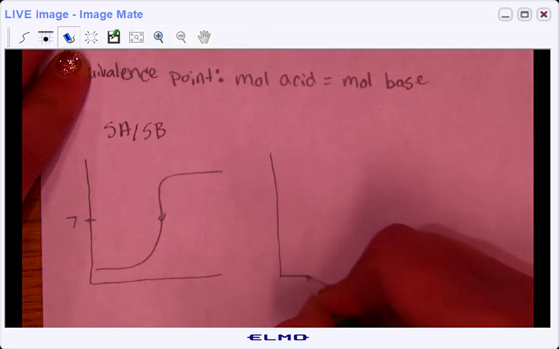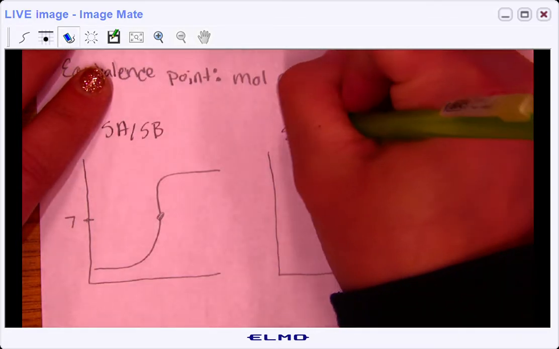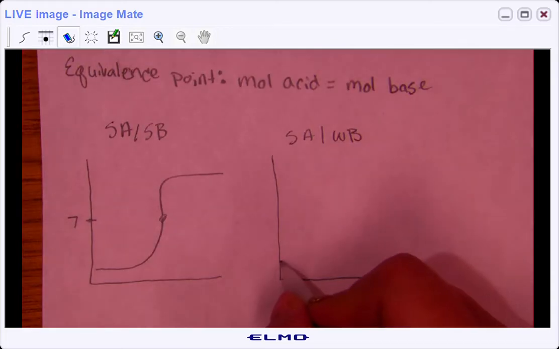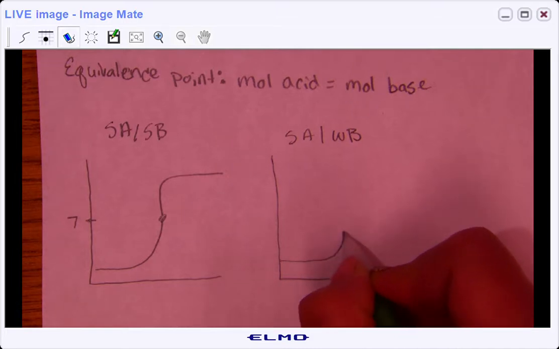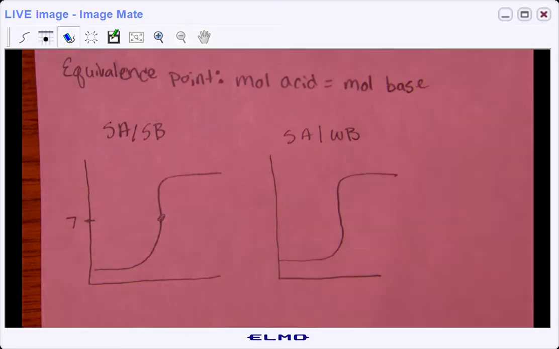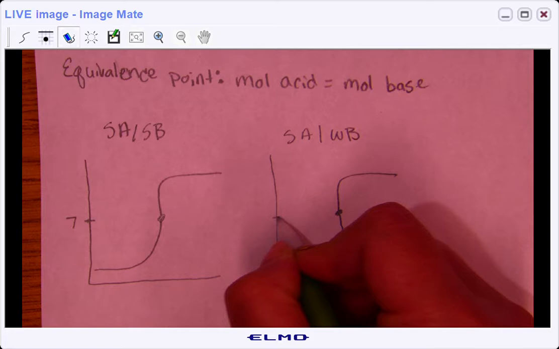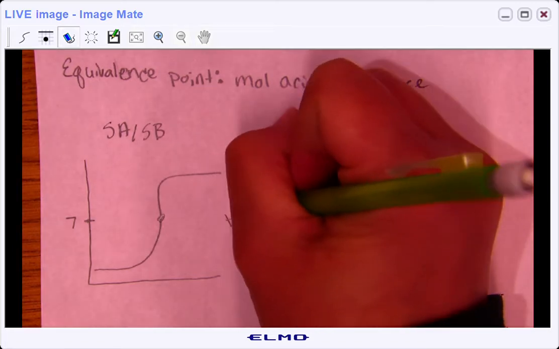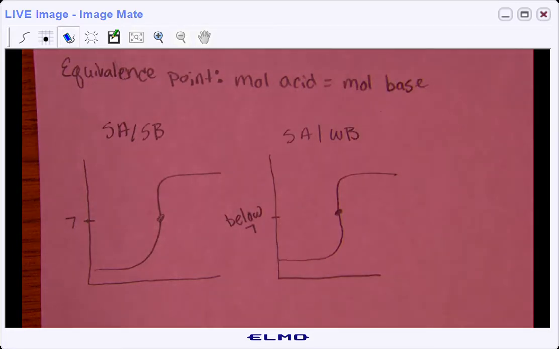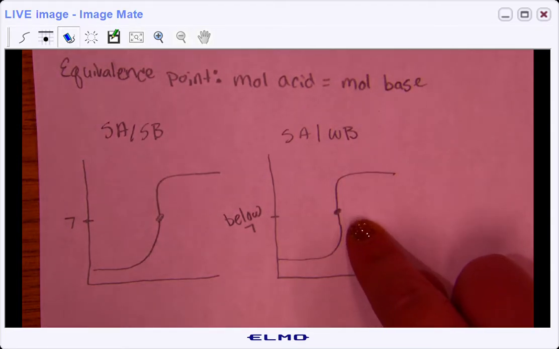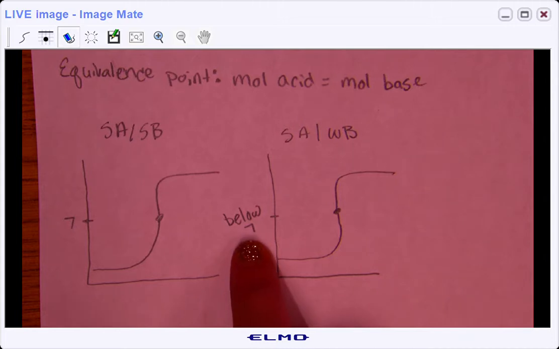What if I did a strong acid with a weak base? In this case, I still start acidic, but as I add base, it neutralizes those hydrogen ions. And I end up with an equivalence point that is below 7. So at some point, my moles of H plus, or acid, equal my moles of base, but the overall pH is going to be below 7.